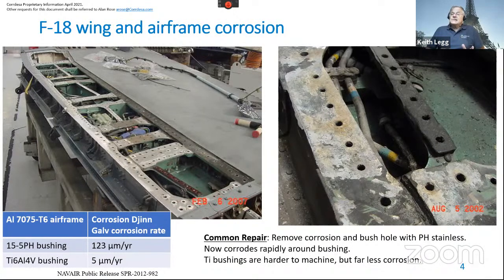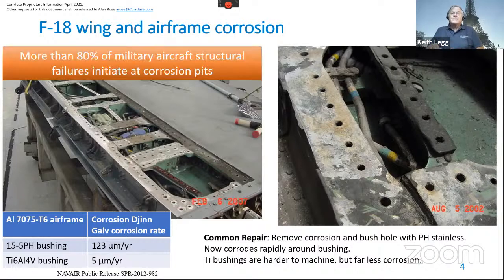Whereas had they used titanium, they would have done pretty well. And generally the fretting issue and things like that isn't really an issue here because these things don't move. They don't rotate or anything. So more than 80% of the military aircraft failures, the structural failures, initiate at those corrosion pits. So it's really important to get rid of them.